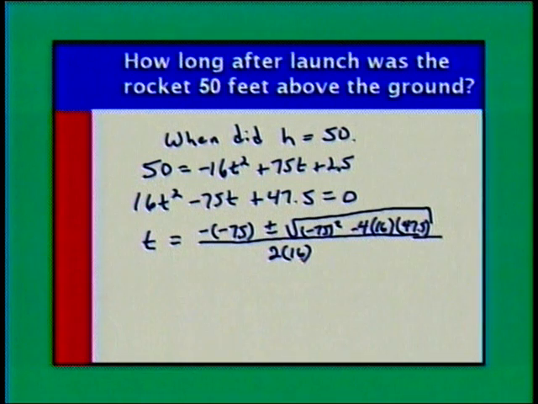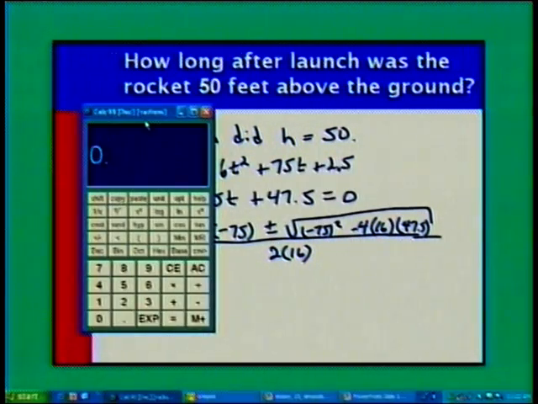I'm seeing some awfully big numbers there, so I think it's time to pull out my calculator. Now with my calculator, I think the first thing I'm going to investigate is the radicand, the discriminant, the expression underneath the radical sign. So let's see, underneath the radical sign, I have the square of negative 75. Well, that's the same as 75 squared. And then I have minus 4 times 16 times 47.5.